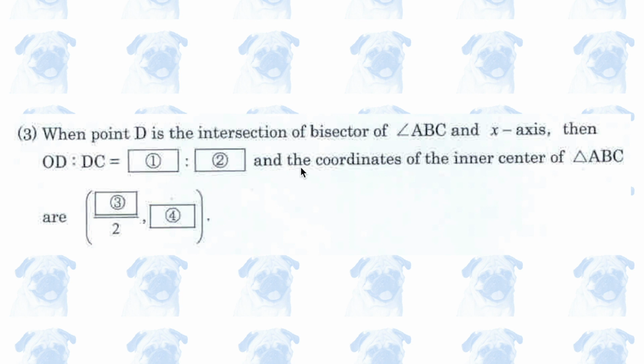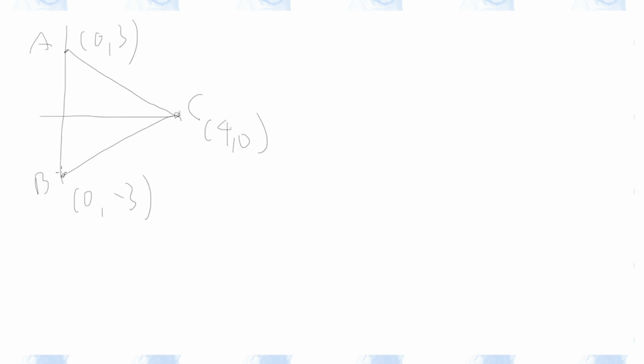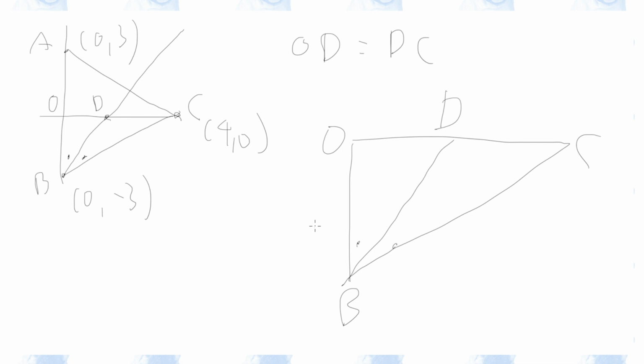OD to DC is equal to this. And the coordinates of the incenter of the triangle ABC are these. Let's draw a bisector of the angle ABC, and D is at the intersection of this bisector and the x-axis. And we need to find the ratio OD to DC. This question is really easy. We know the length of OB, 3, and we can calculate the length BC easily using the Pythagorean theorem. 4, 3. So BC is 5. And we know that this ratio, OD to DC, is going to be equal to 3 to 5.